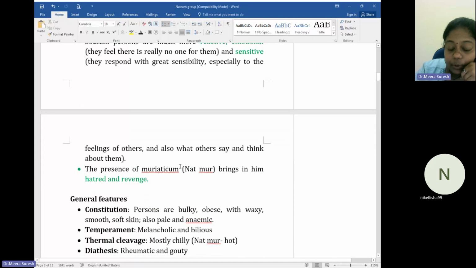And the presence of muriaticum, especially in Natrum muriaticum, brings in hatred and revenge in that person. Muriaticum means the chloride compound. We have another group of chloride compounds, and it's not that chlorine alone is in every medicine. So barium chloride, natrum mure, or barium chloride will become baryta mur, then ammonium mur, mag mur, all those muriaticum, because of that chlorine presence, they have that hatred and revenge, which we can see in natrum mure also.